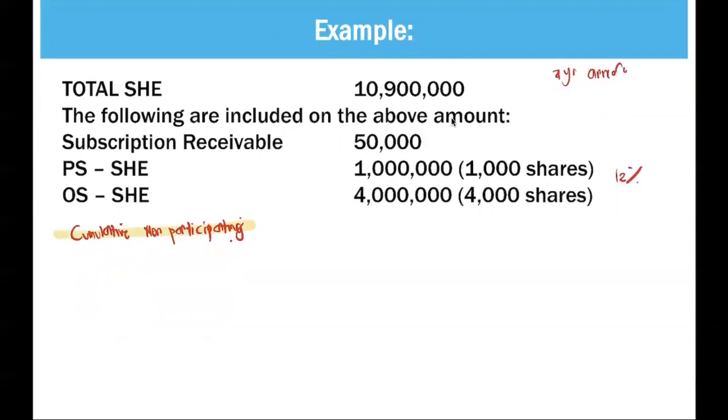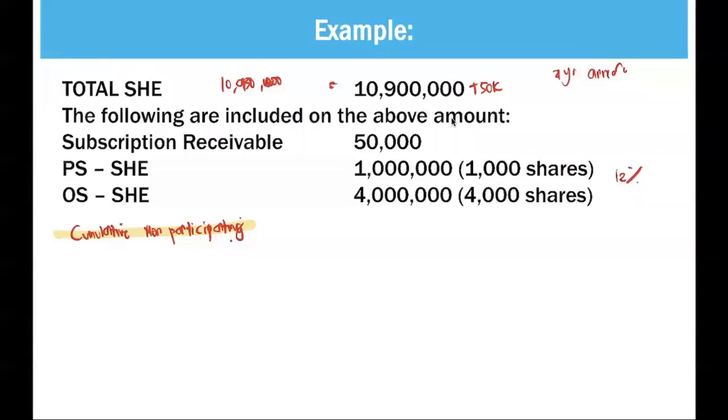So we said if there is a subscription receivable, we assume it will be collected as a whole. So you need to add it back. We have 10,950,000. Sir, why will we add it back? Because your subscription receivable is deducted in the first place. So in the instance that there is a subscription receivable in computation of your total SHE, you need to add it back. We have now 10,950.